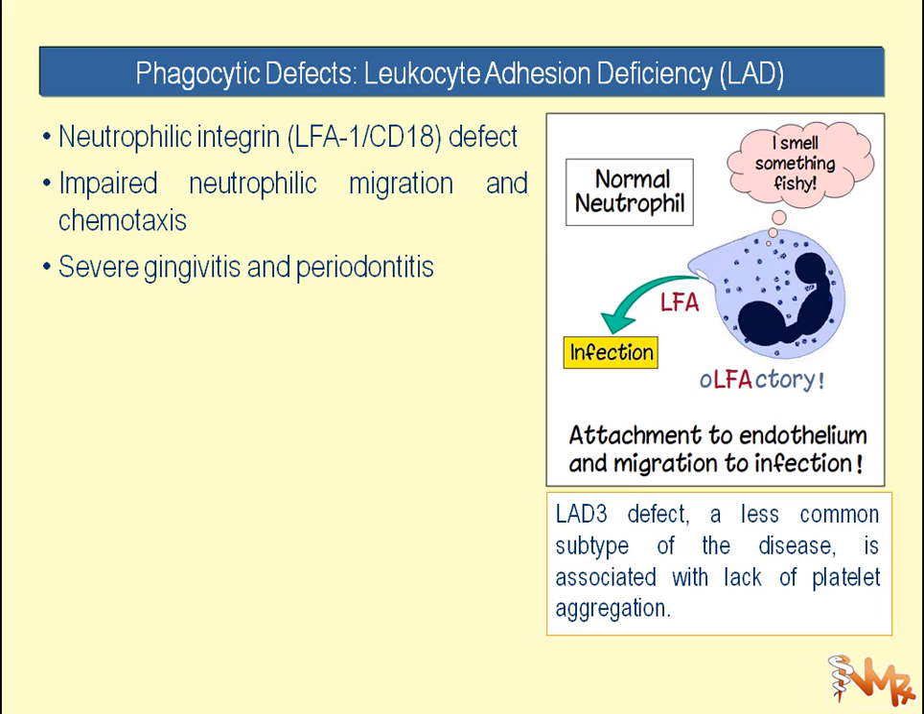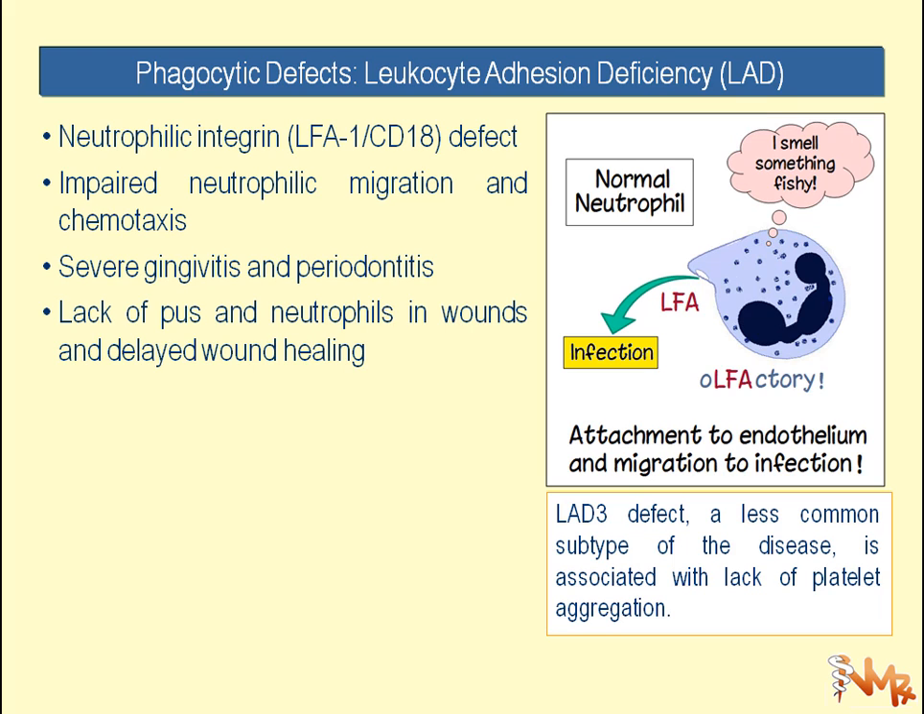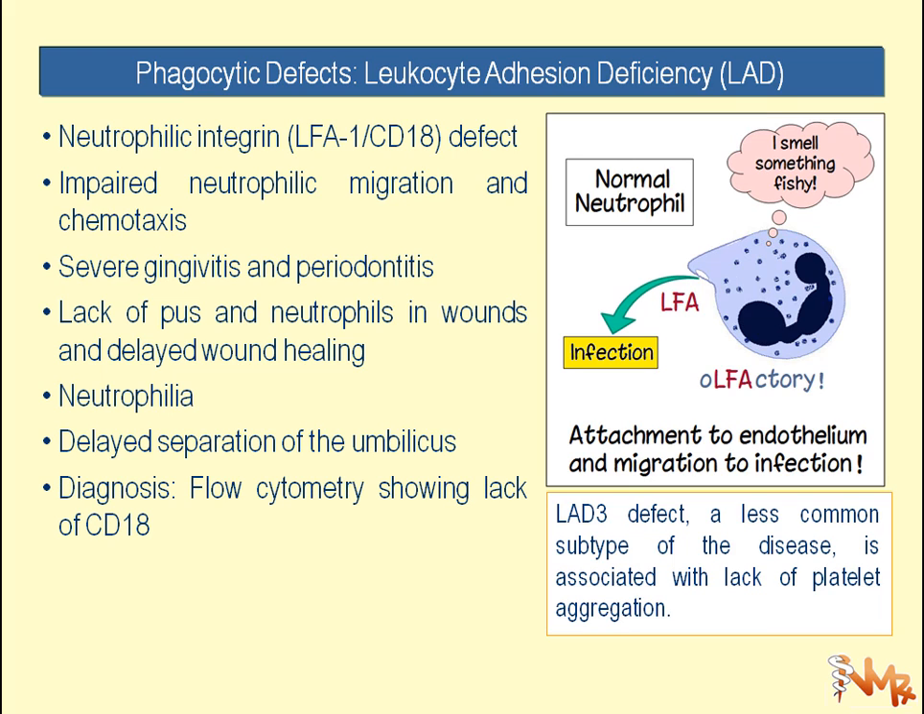These patients characteristically present with severe gingivitis and periodontitis. Characteristically, there is lack of pus and neutrophils in the wounds, and these patients have delayed wound healing. They have neutrophilia because the neutrophils will not migrate to the infection site and they stay in the blood. Uniquely, these patients have delayed separation of the umbilicus. Diagnosis is by flow cytometry showing lack of CD18.